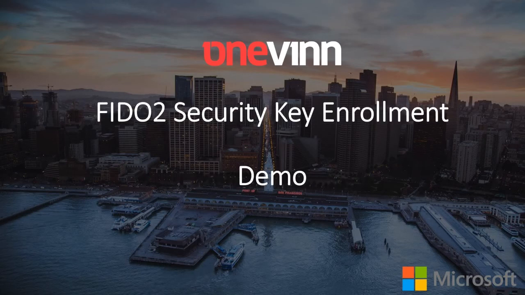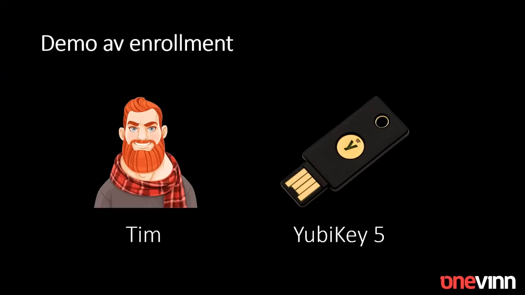I wasn't sure if I was going to have time to show this, but since Yubico unfortunately couldn't join us, I will do this anyway. We have a demo of the enrollment scenario for the security key. So in this case, we have a user called Tim, and he has just gotten a YubiKey, and he is going to enroll this to his identity provider.